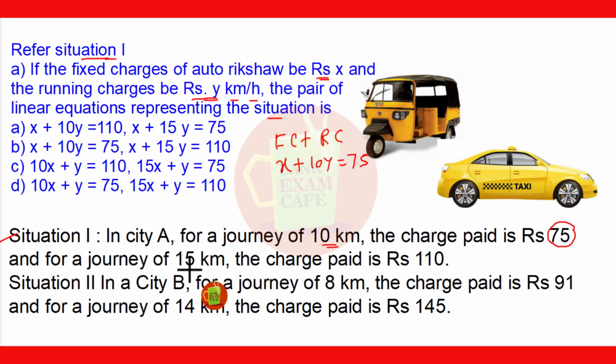See here, what is that? For 15 km the fixed charge will be X, and per kilometer Y rupees charge is there. For 15 km that charge will be 15Y, and that total is 110. And therefore friends, the second option will be the correct option, that is X plus 10Y is equal to 75 and X plus 15Y is equal to 110. Now move to the next question.